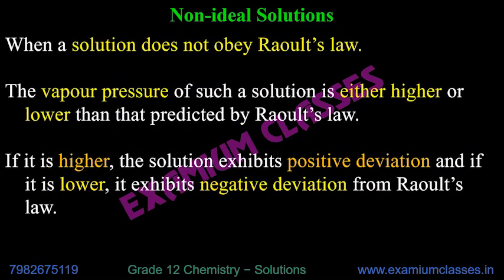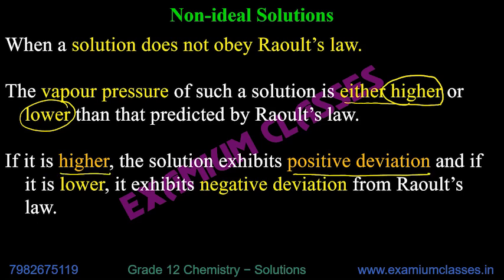Non-ideal solutions: when a solution does not obey Raoult's law, then it is a non-ideal solution. There are two cases possible we will be talking about. The vapor pressure of such a solution is either higher or lower, so there are two types of non-ideal solution. If it is higher, the solution is said to show positive deviation. If the vapor pressure is lower, we say it shows negative deviation.